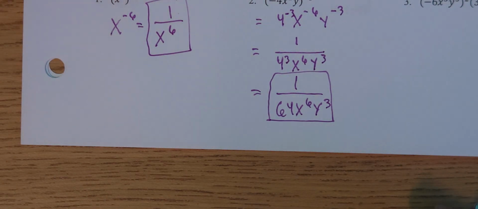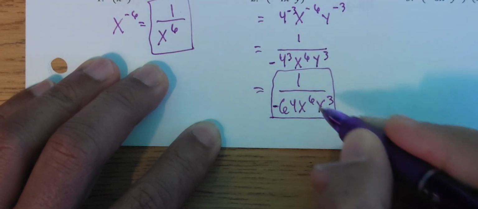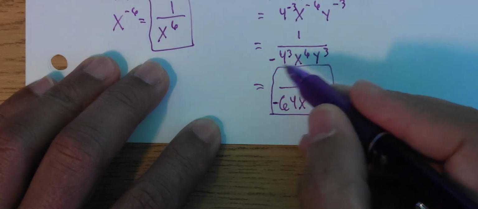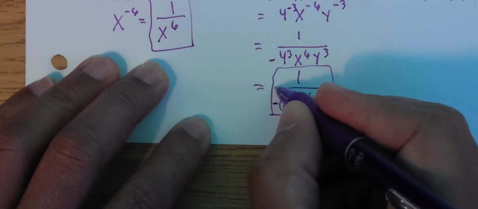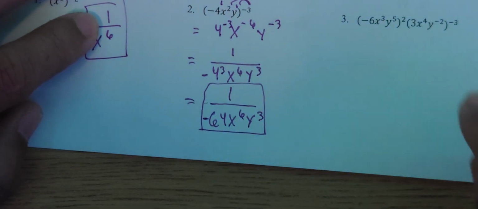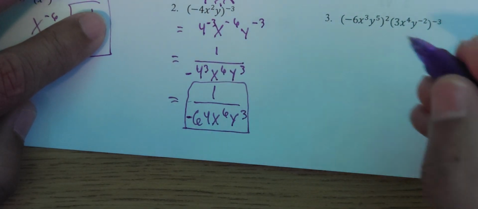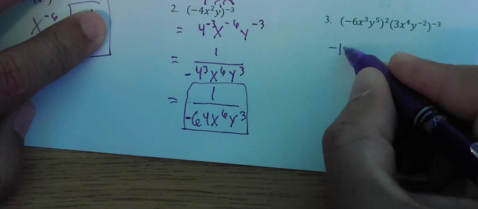Okay. Let's see. And I forgot that 4 is negative. So then this should be negative 64. But the whole thing is negative, actually. So it's okay if you put it in front of the whole fraction or rational expression. All right. Last example. Negative 6 times 3, that's negative 18.